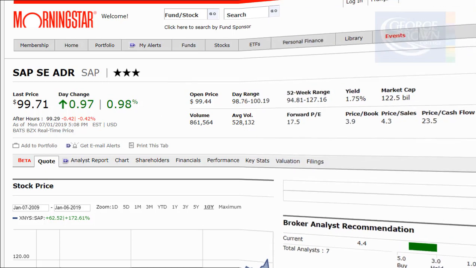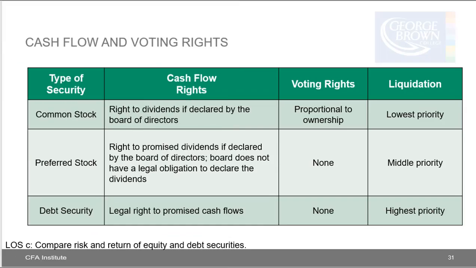U.S. stock exchange. So now we're moving on to Learning Outcome Statement C, which is compare risk and return of equity and debt securities. So we're looking at cash flow and voting rights. We're looking at 3 types of securities on this slide: common stock, preferred stock, and debt securities. In terms of cash flow rights, common stock shareholders have the right to dividends if declared by the board of directors. So they're not guaranteed. Dividends have to be declared and approved by the board of directors.